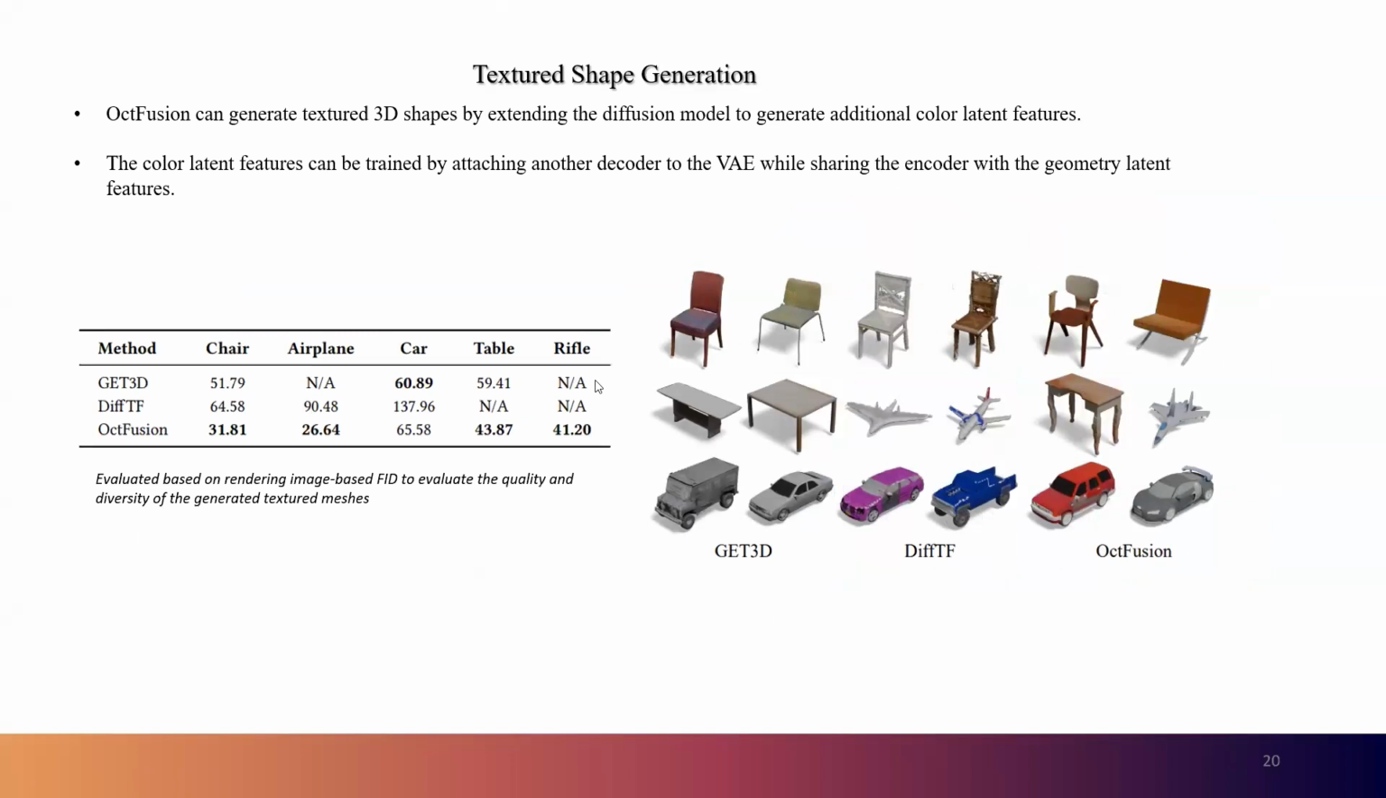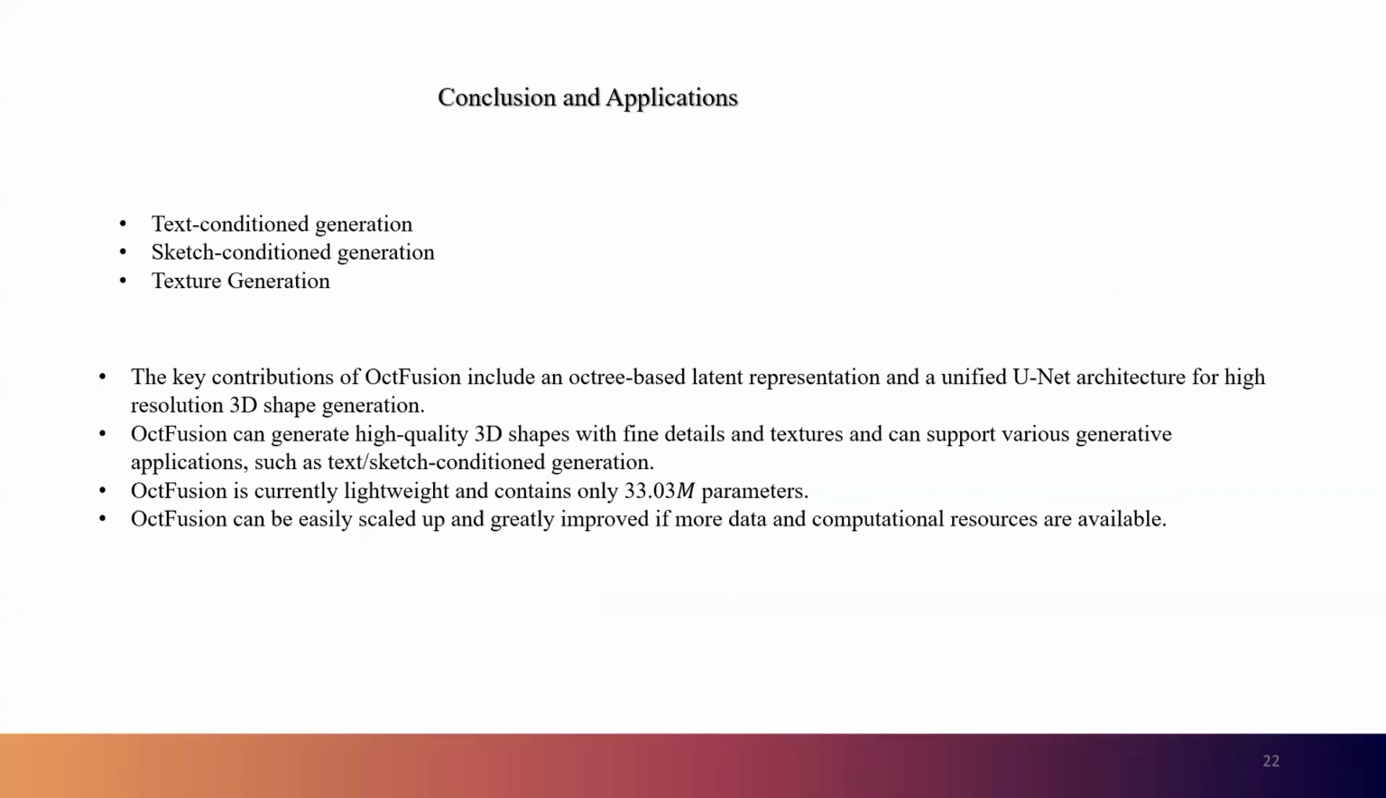And this method can also be extended to generate textures, and the color latent features can also be trained by attaching another decoder to the variational autoencoder while sharing the encoder with the geometry latent features. Concluding, this paper can further be extended to do text-conditioned generation, sketch-conditioned generation, and texture generation.